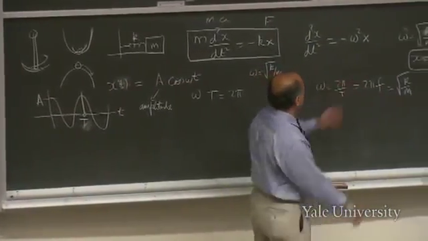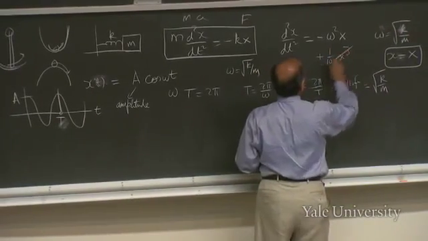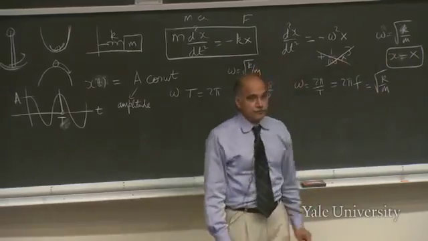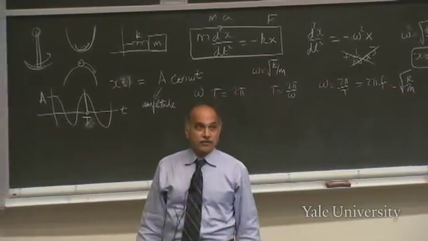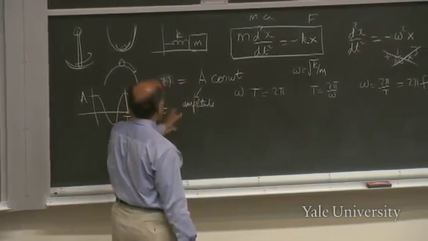If you tamper with this, if you add to this a little bit, like 1 over 100 times x cubed, then all these bets are off. It's got to be that equation for that result to be true. Okay, so this is simple harmonic motion.